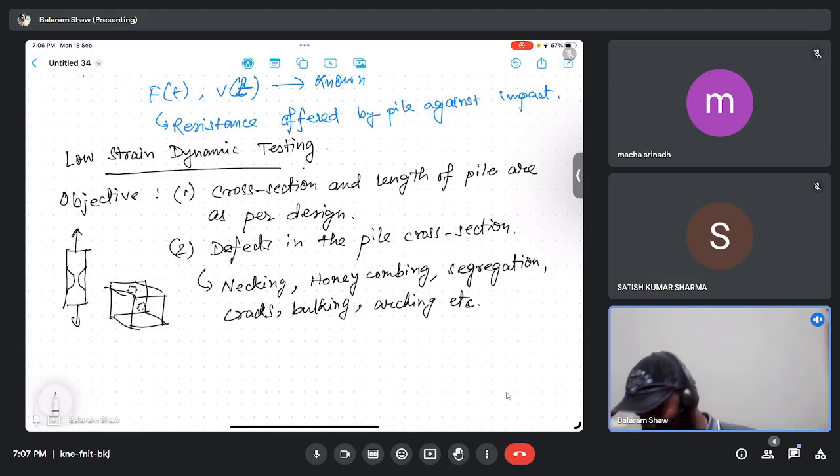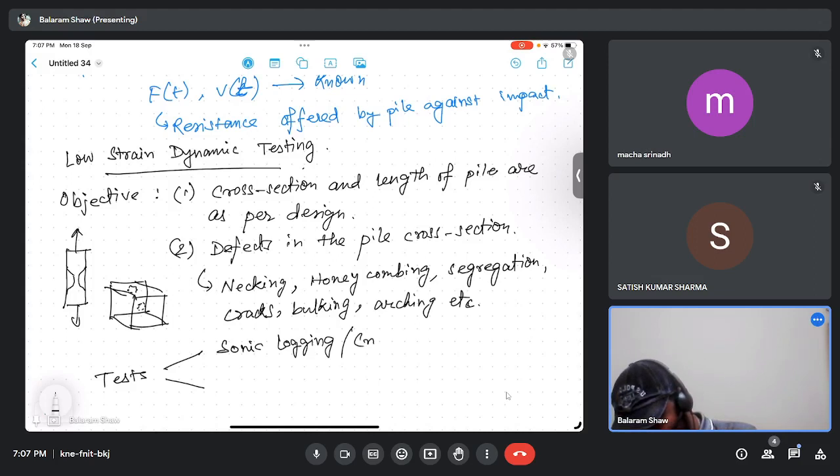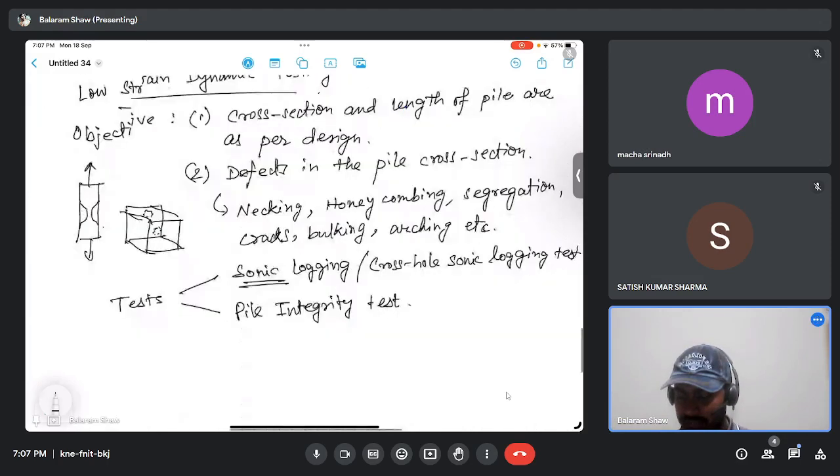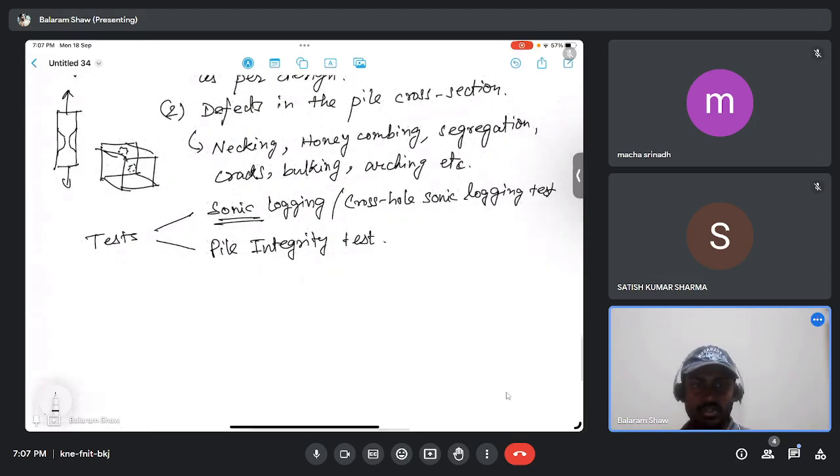So the tests that are commonly done are the sonic logging test, or we say cross hole logging test, cross hole sonic logging test. Or we can go for pile integrity test. So in sonic logging, from the name only you can understand there are some kind of sonic waves, and using those we will do the sonic logging test.